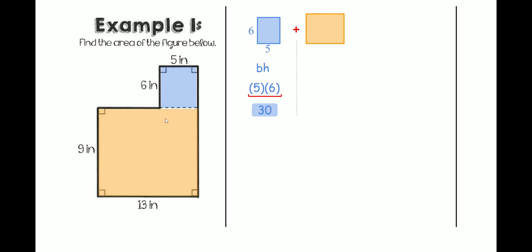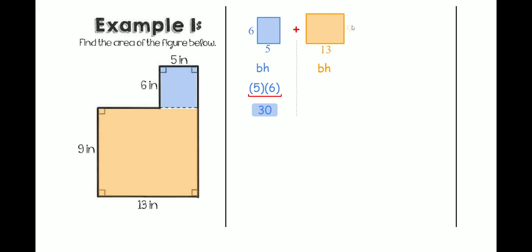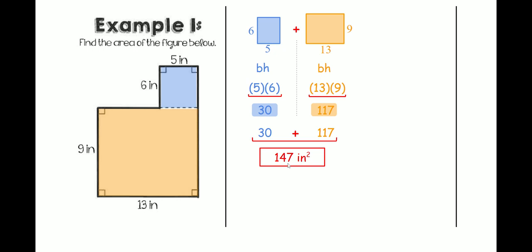Next, we need to find the area of our orange rectangle. Let's fill in the information we know. Area of a rectangle is base times height. The base is 13, and the height is 9. So 13 times 9 is 117. Now we know the area of the blue rectangle and the orange rectangle. In order to find the area of the whole polygon, we're going to add up those two numbers, 30 plus 117, and that equals 147 inches squared. That's our final answer. Let's try another example.